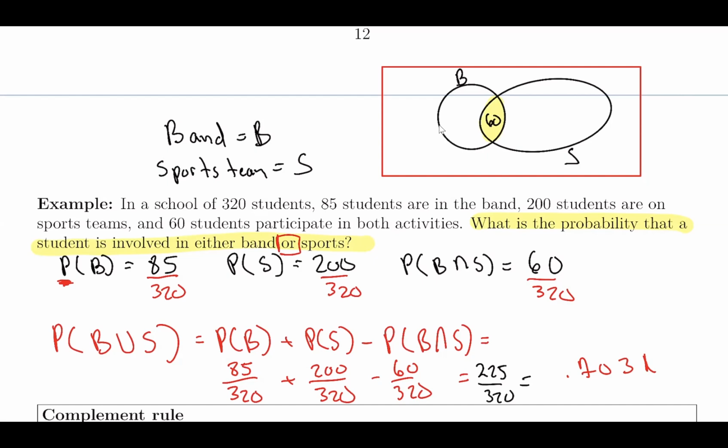So if you look at the 85, it's pretty much saying we have 85 total people in band, but some of them could also be in sports. So if you look right here, I already have 60 people that are in band and in sports. So if I have 60 people that are in band and sports, how many more people should I put here in order for it to total up to the 85? 25. Perfect.